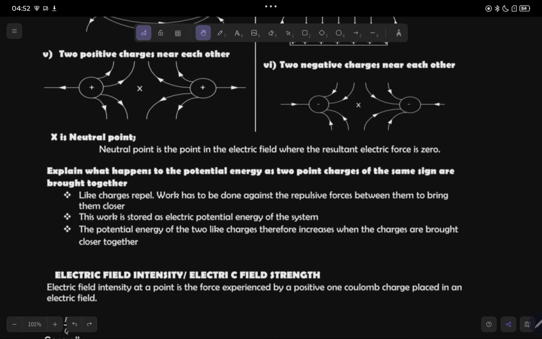And the potential energy of the field between two like charges therefore increases when the charges are brought closer to one another.